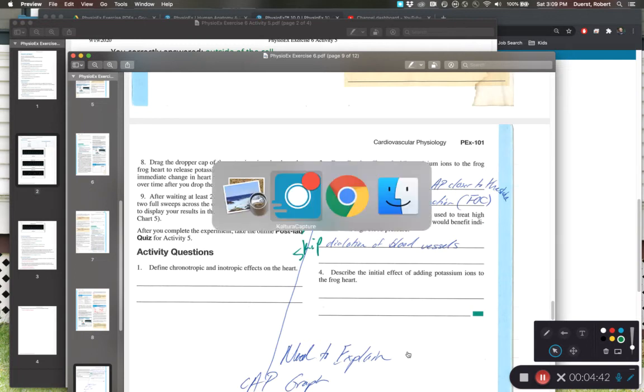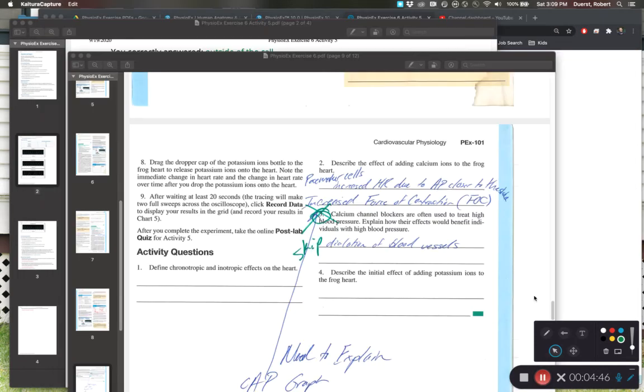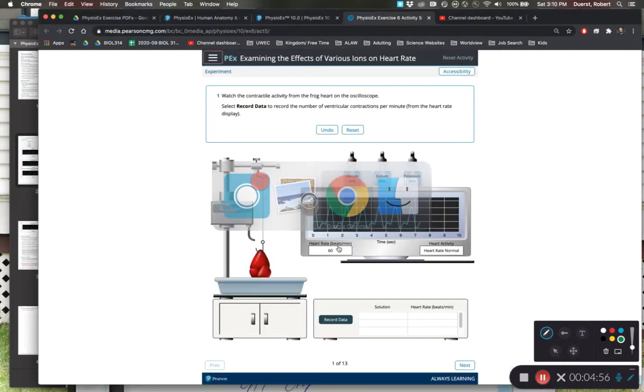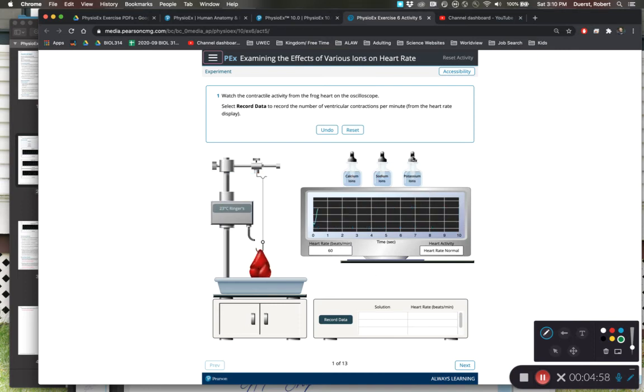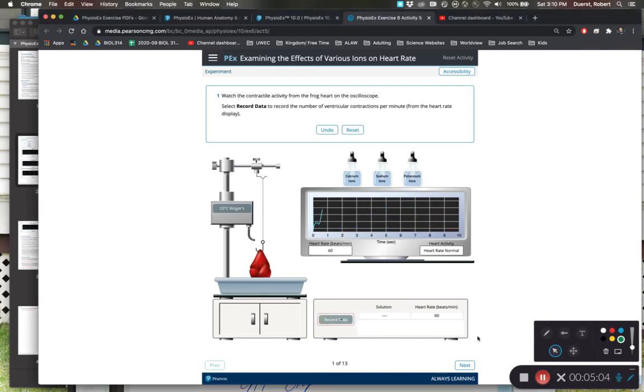Let's just go right back to the simulation. Okay, so as we look at the initial effects of potassium ions on the heart, let's go right back to that simulation. Oh, wrong button, there we go, here's the simulation. I have some potassium ions. Our baseline heart rate is 60 beats a minute. Then I'll add some potassium ions.